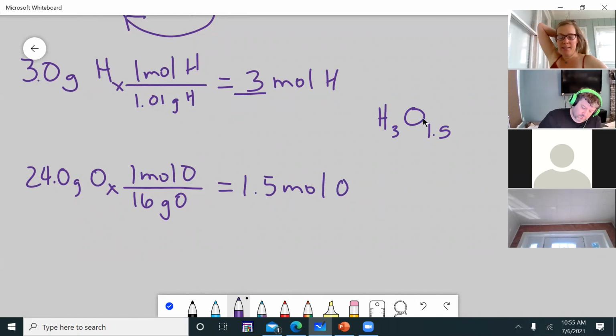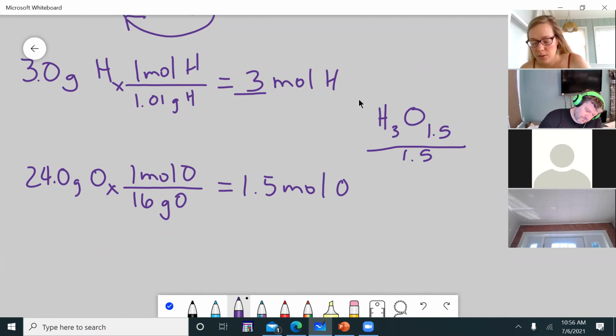So what's the fastest way to get this into whole numbers? Find the smallest decimal and divide everything by that decimal. So what's the smallest decimal we have here? 1.5, right? So I'm going to divide everything by that 1.5. This is just the simplest way to get to whole numbers. What is 3 divided by 1.5? Plug it in your calculator, you should get 2. What is anything divided by itself? 1.